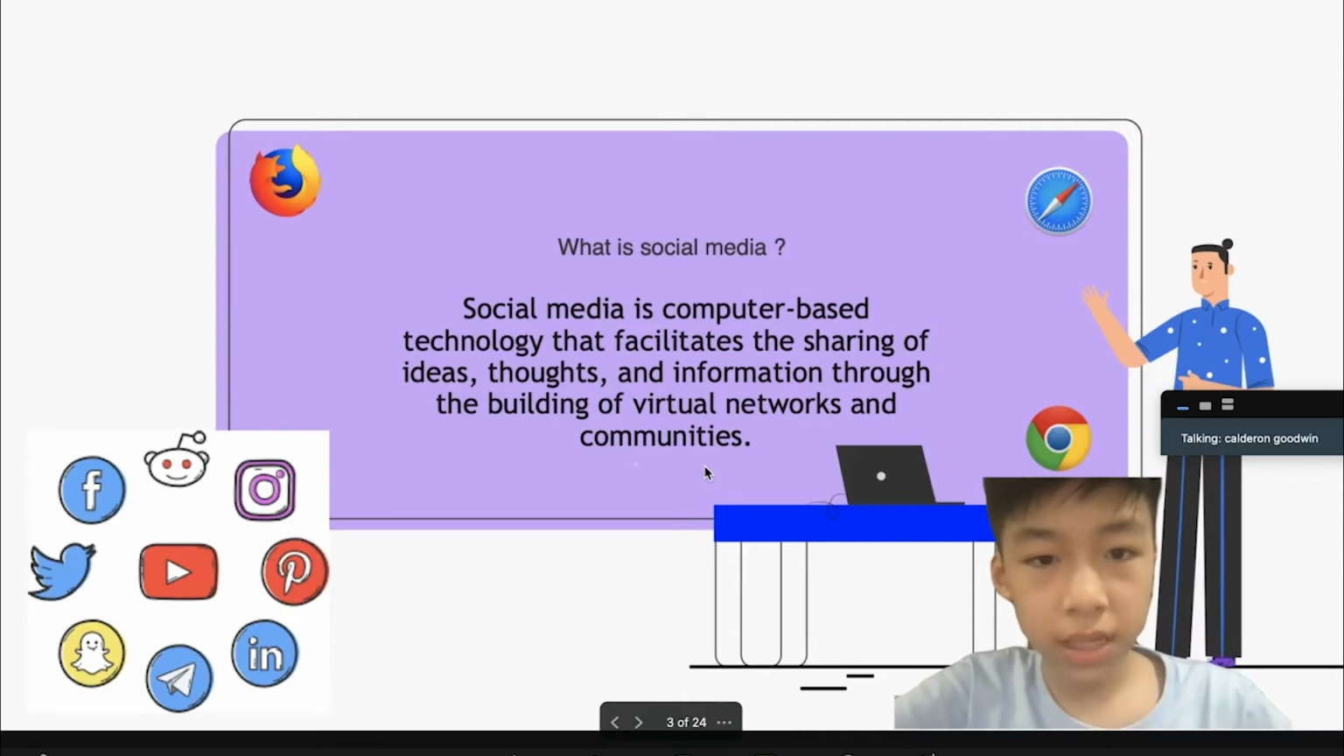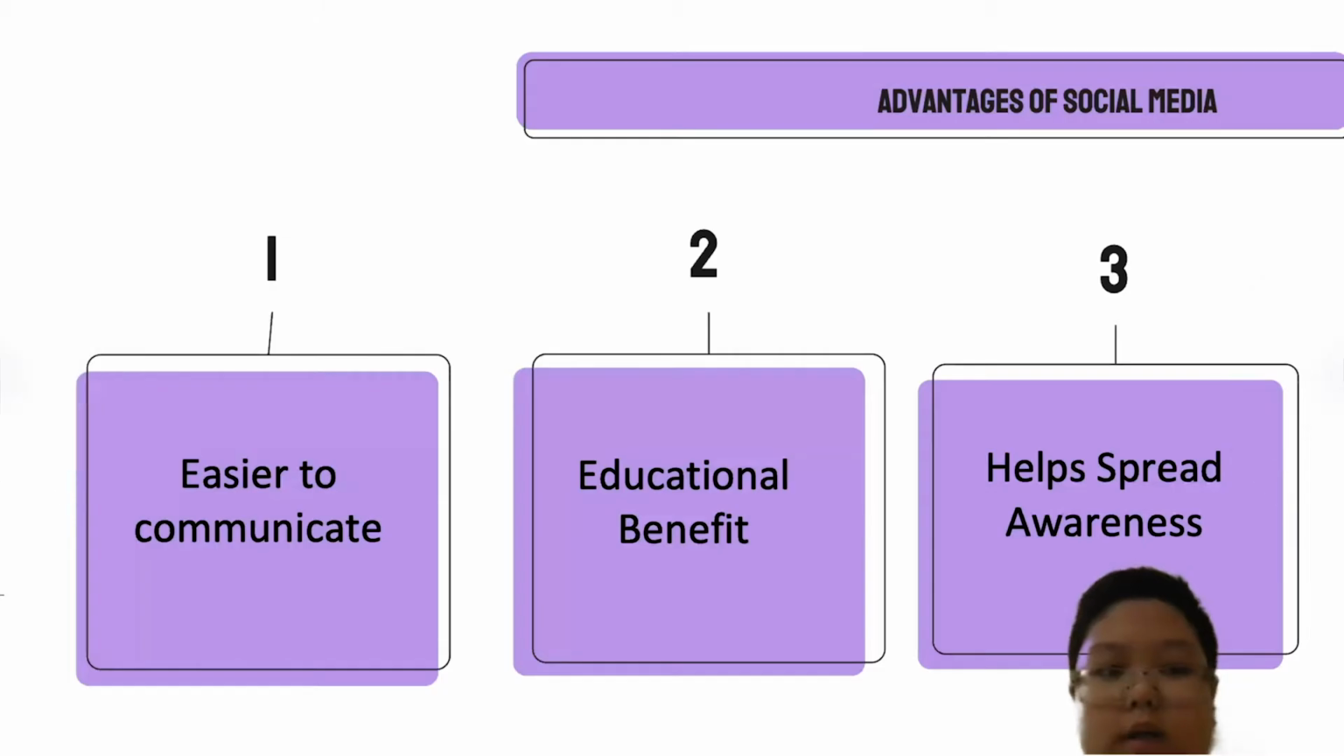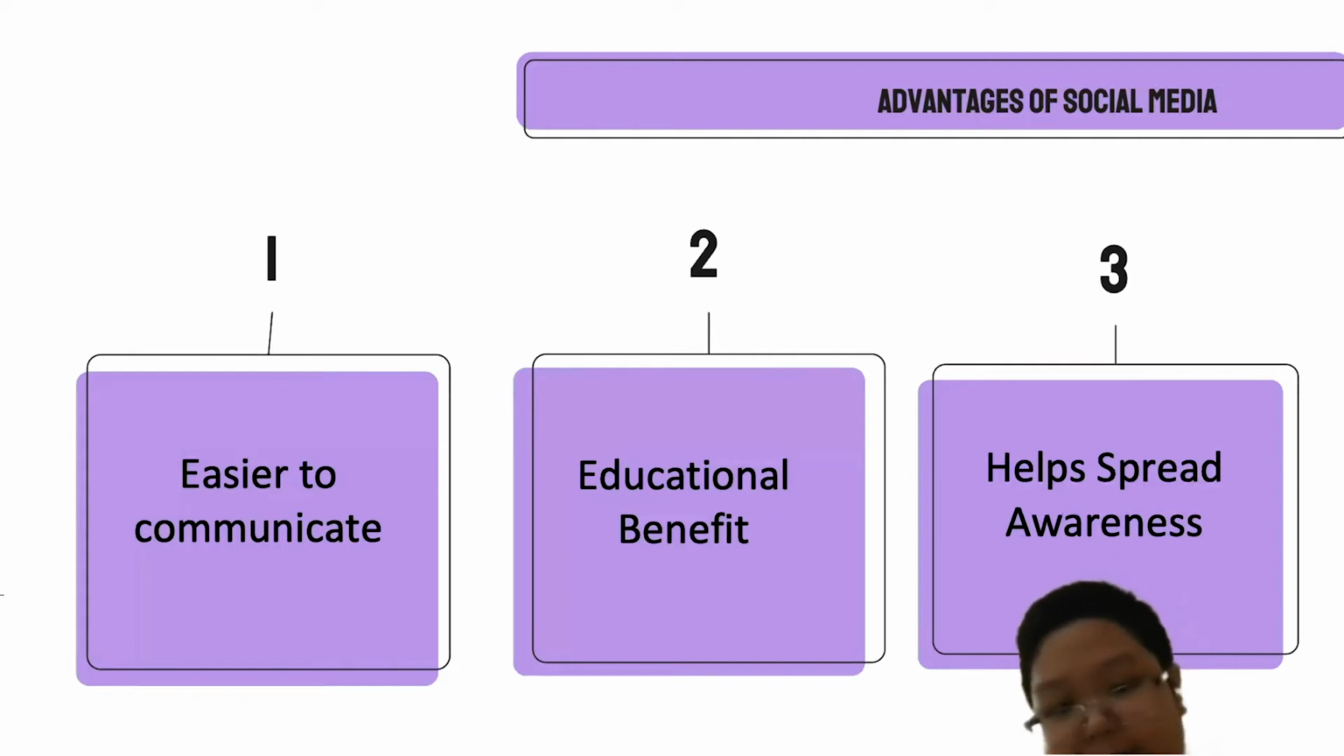What is social media? Social media is a computer-based technology that facilitates the sharing of ideas, thoughts, and information through the building of virtual networks and communities. Social media has advantages. Some of them are to communicate easier, help spread awareness, and faster research.